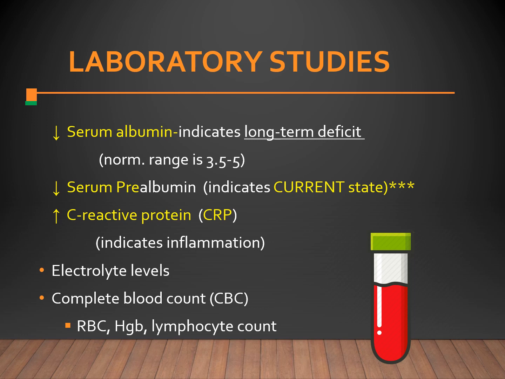Electrolyte levels. One of the big ones is potassium levels, which really often increase in poor nutrition, and sometimes can even decrease depending on what state of malnutrition they're in. Their CBC, their red blood cell count, hemoglobin, lymphocyte count, that's really going to help us as well. And then also a reminder that liver enzyme levels may be increased during malnutrition.